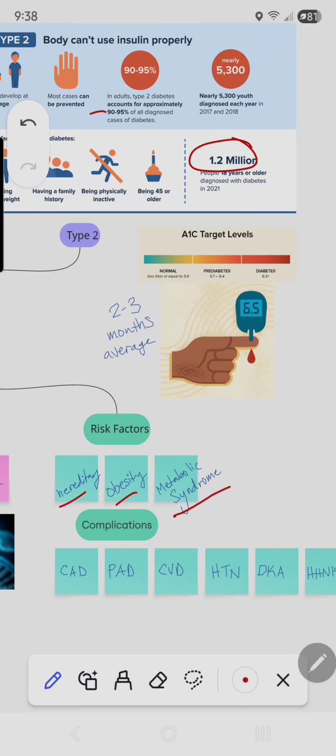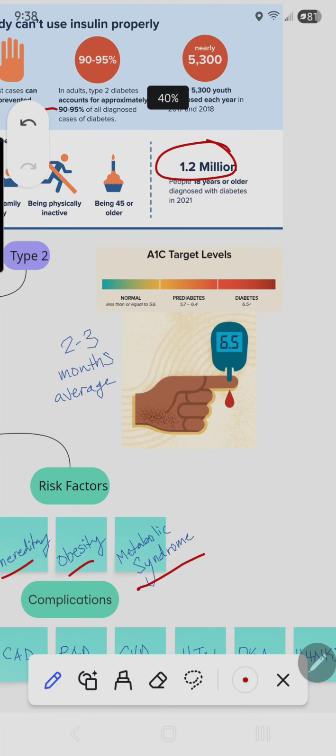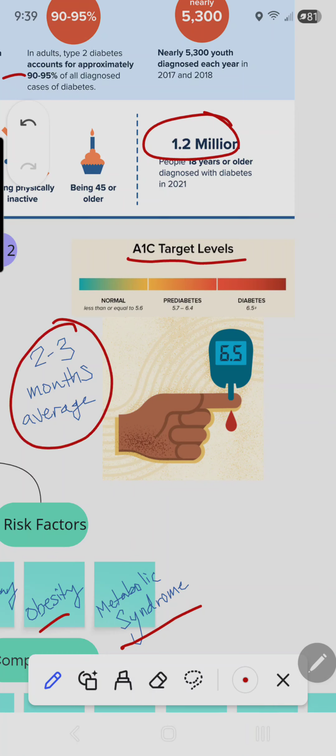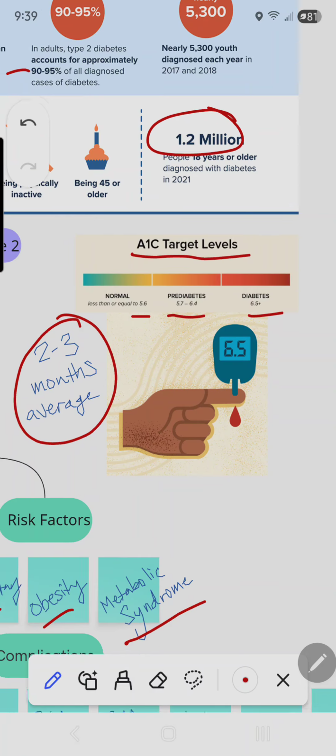One blood test they can use to help gauge where you are in your control of your diabetes is called your A1C. This is going to be your average blood glucose over the past 2 to 3 months. As you can see here, a normal range is less than or equal to 5.6. Pre-diabetes is 5.7 to 6.4. And then diabetes is classified as a 6.5 or higher A1C.